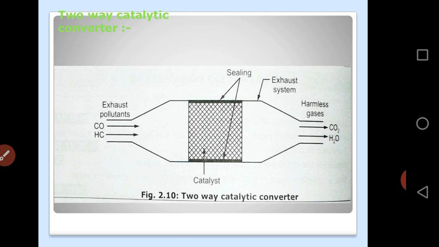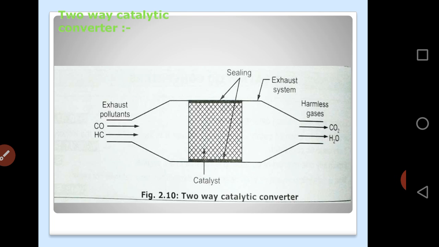Initially, the catalytic converter is used to convert harmful pollutants into harmless gases. There are different pollutants that are very harmful to the air; they pollute air as well as water. So we have to convert the harmful pollutants into harmless ones. Normally we use the catalytic converter, and we place this component between the exhaust manifold and the silencer, or the muffler.